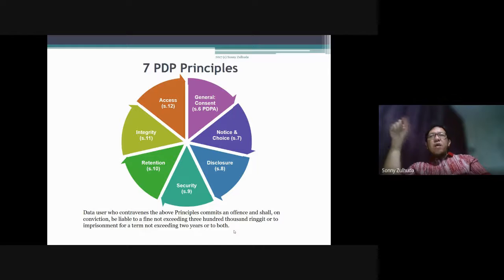What are the choices you have in terms of data submission? Maybe certain data is not compulsory, then it is your choice either to give or not to give. So more or less it's about that, about notice and choice.